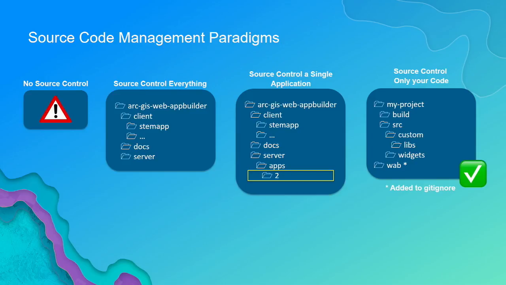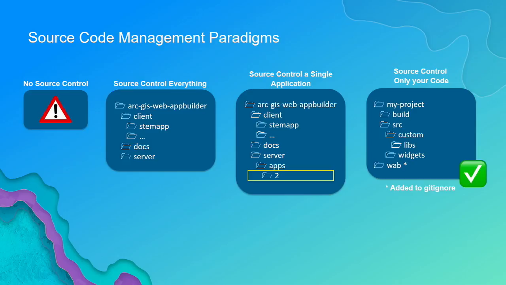I see this other one too, where people will create one single application and source code control just that, either by exporting that web app or by going into the server app, wherever your app is at. They'll take that and source control that. I mean, that's better than not having any source control, but there are reasons not to do that.